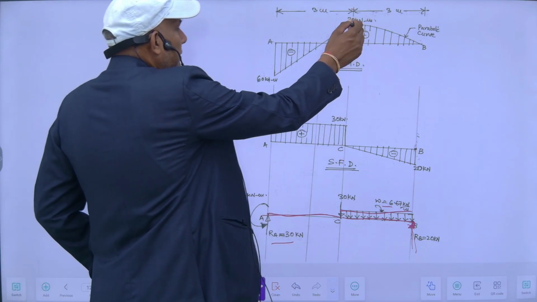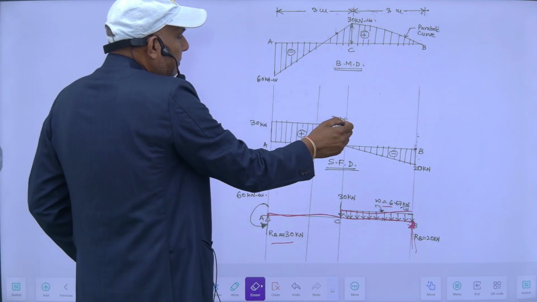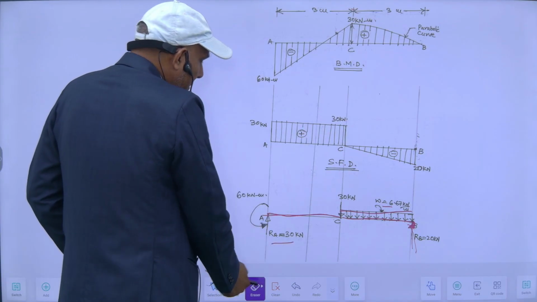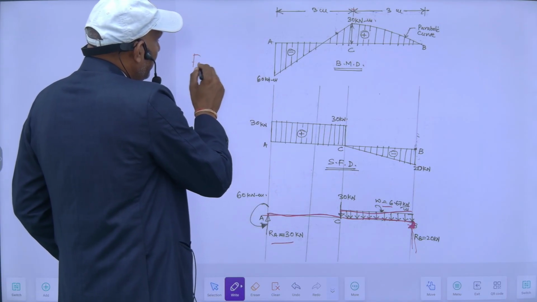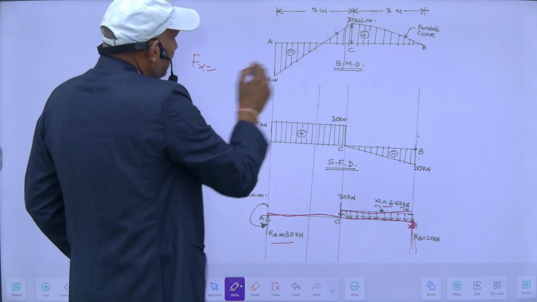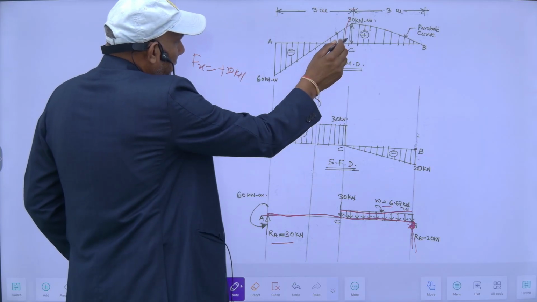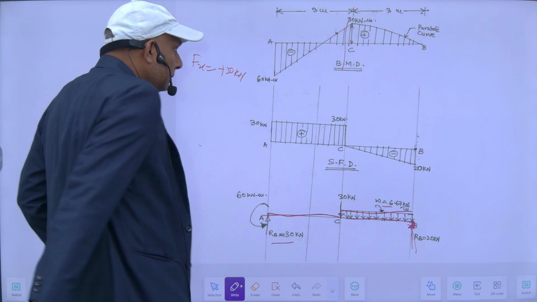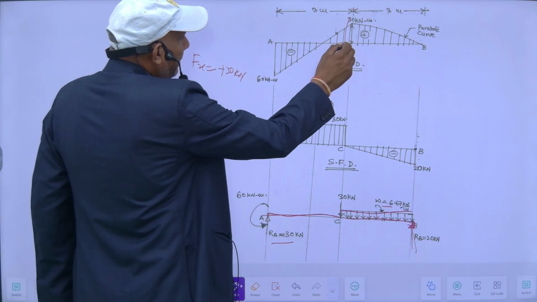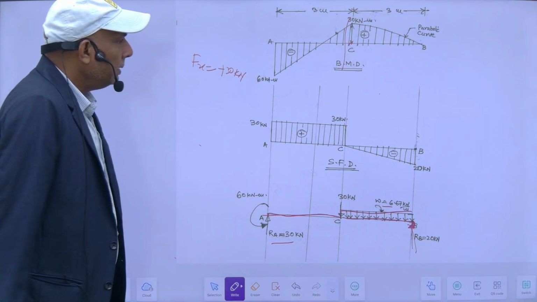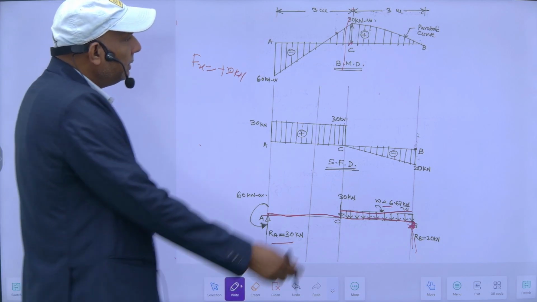So shear force at this point is plus 30 kilonewton. On the just left side it is plus 30 kilonewton. This is my shear force. So at this point, just on the right side, my shear force should be 0. Then and only I can get the maximum bending moment.